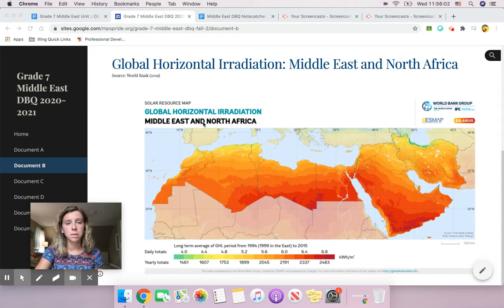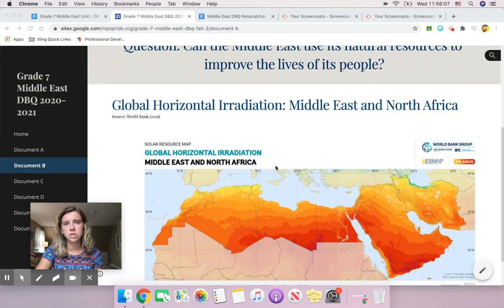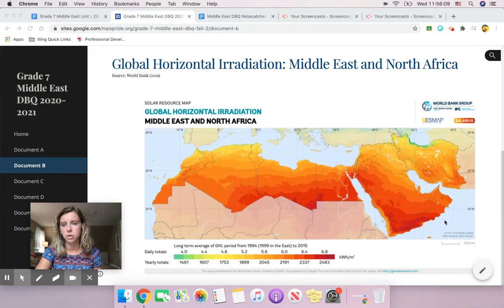Now, this is showing me the Middle East and North Africa. My question is just asking about the Middle East, so I'm really going to focus on this area on the right, which is the Middle East. Now, I'm wondering what these colors mean. If I look at the key here, it tells me that the dark red areas receive a lot of sunlight. The sun is very intense there, whereas the green and yellow areas receive less sunlight. So I noticed that I see a lot of dark red in Southwest Saudi Arabia, in Yemen, in Oman.